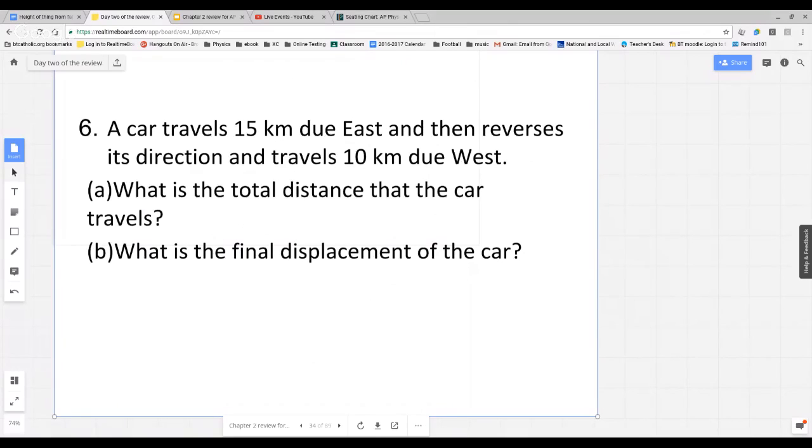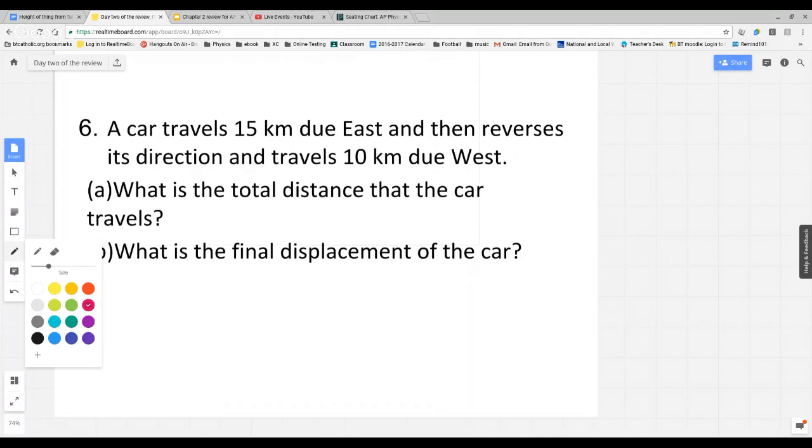All right. The car travels east, and then it goes back the other way west. And it says, what's the distance? This is challenging your distance displacement knowledge. How was the distance? 25. So 15 plus 10 equals 25 kilometers.